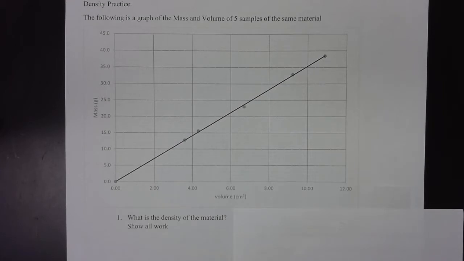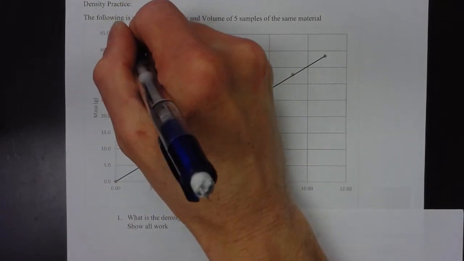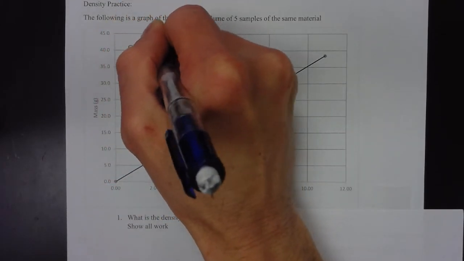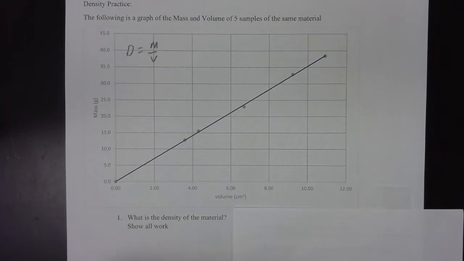Well, density is mass over volume, right? Density is the ratio of the mass per unit volume of material. And as we can see, that ratio is constant. We get a nice linear regression, a direct relationship between mass and volume, which is true of all materials since density is a characteristic physical property.